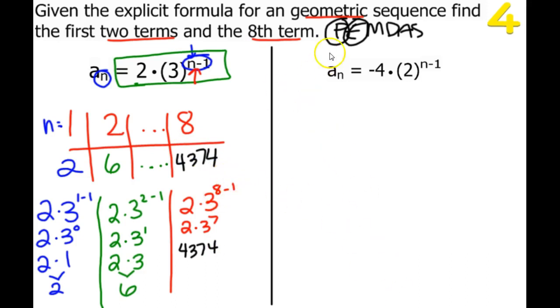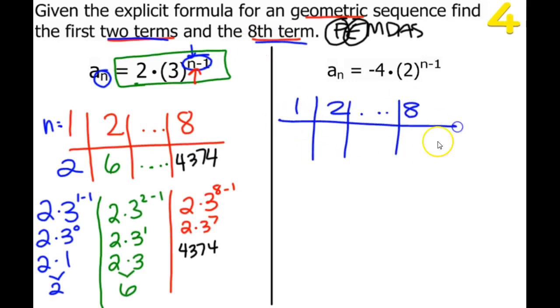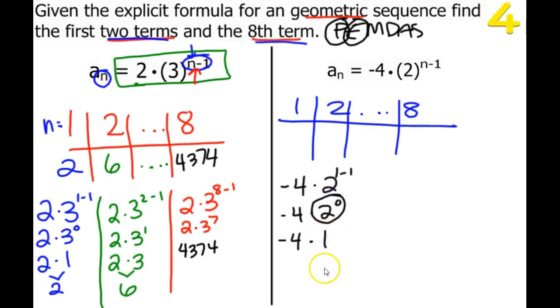Alright, last one like this. Same thing, find the first 2 terms and the 8th term. So first let's plug in a 1. So we have negative 4 times 2 to the power of 1 minus 1. Well, 1 minus 1 is 0. Just like we did before, anything to the power of 0 right here is just 1. So negative 4 times 1 is negative 4.